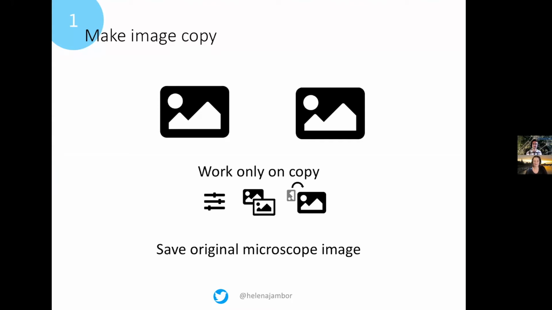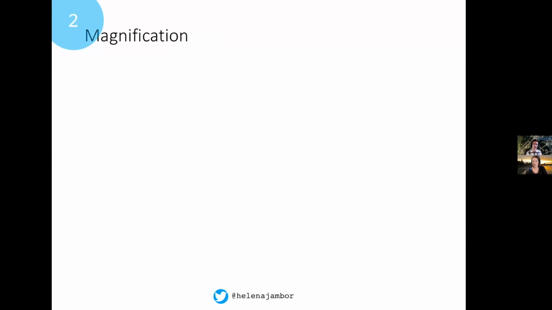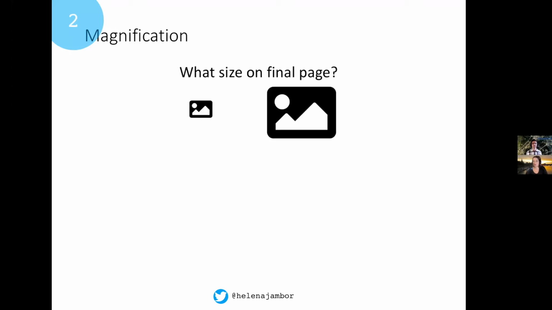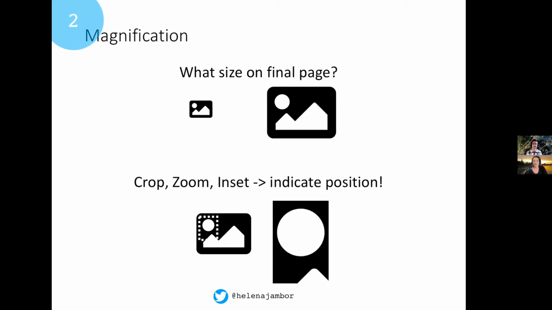The second most important tip is that before attempting to make an image figure, you should think about the magnification of the image and in which size it will appear on the final figure. So will it be something small? Will it be something large? Will it be shown alongside many other images? So what is the size on the final page? And in case you want to show some details that are not visible in the small image, you can think about including some kind of crop or zoom or inset. We just learned what an inset is from Albo, and please never forget again to indicate the position of the inset in the original image.